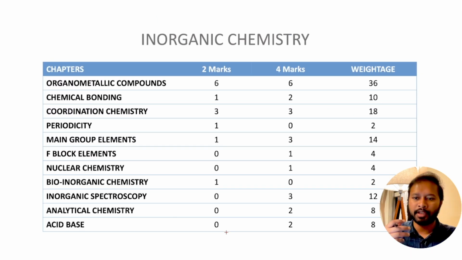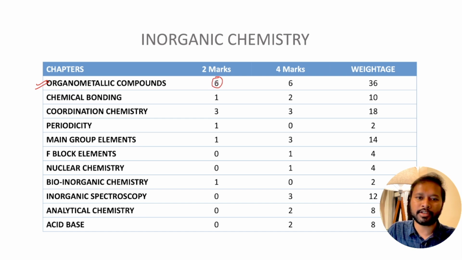Okay, so let's start with inorganic chemistry. These are the chapters which I have mentioned, along with how many questions we got from 2 marker and how many from 4 marker, and what the weightage was. The highest weightage was for organometallic compounds. Of course, it's one of the major chapters which has the highest weightage in inorganic chemistry, and we always expect to have more questions from here.